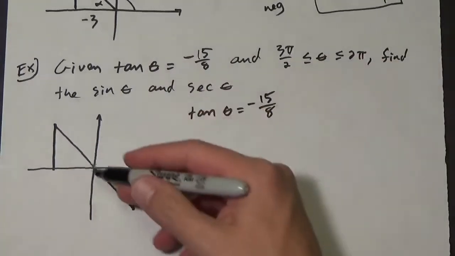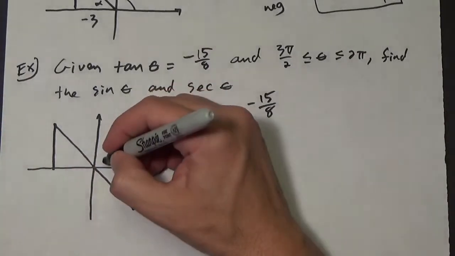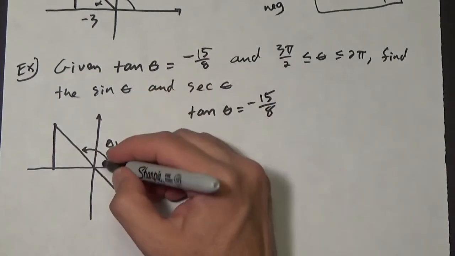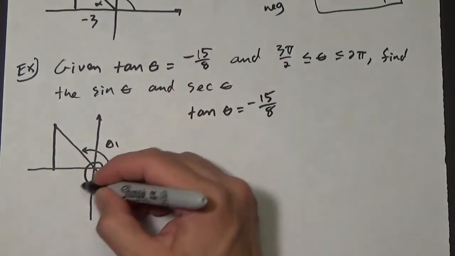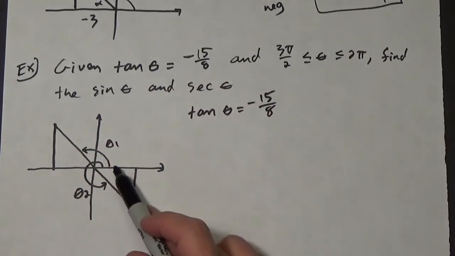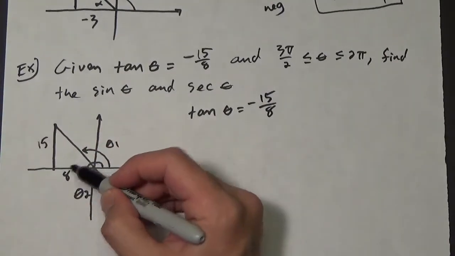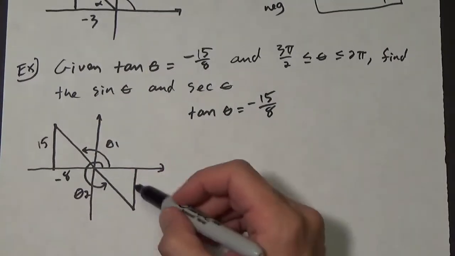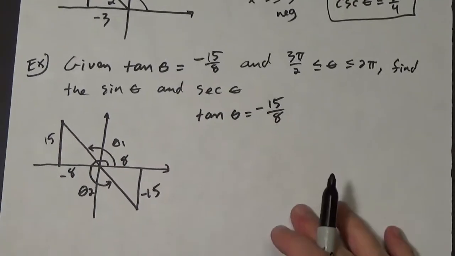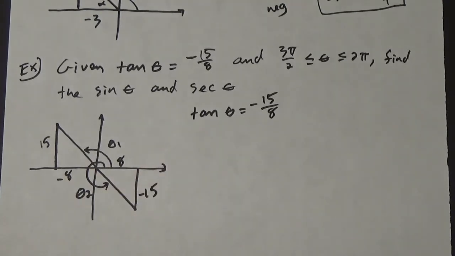And so we got to figure out which of these triangles applies. So this would be theta 1, and this would be theta 2. And for theta 1, it's opposite over adjacent, so it'd be 15, 8. So this would have to be the negative, and this would be 15, 8, and that would be the negative. And so both of those have a negative tangent.